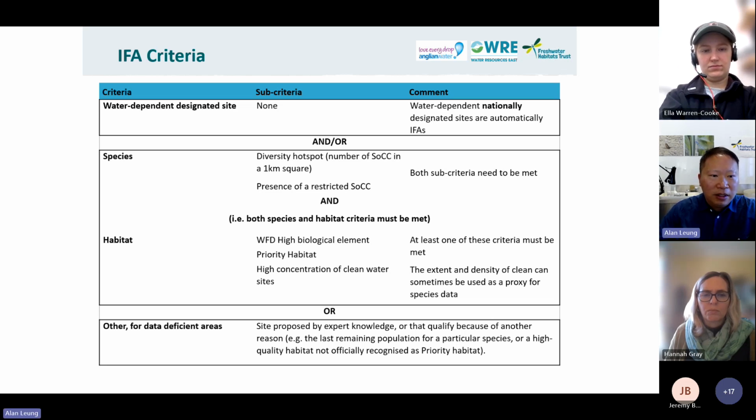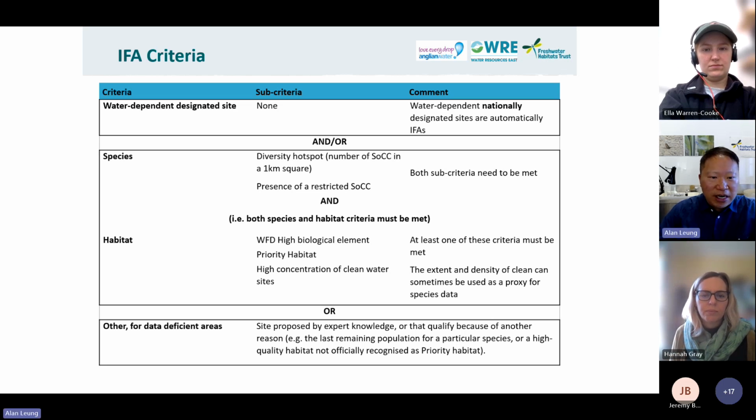Apart from species, we also consider habitat data. An area included in an IFA should either have high biological status under the Water Framework Directive, or be a priority habitat, or habitat of principal importance related to freshwater, or be a location with a high concentration of clean water. If they fulfill both the species and habitat criteria, then they become an IFA.